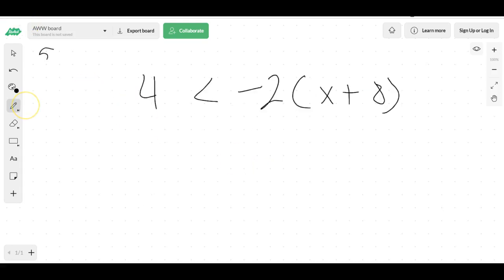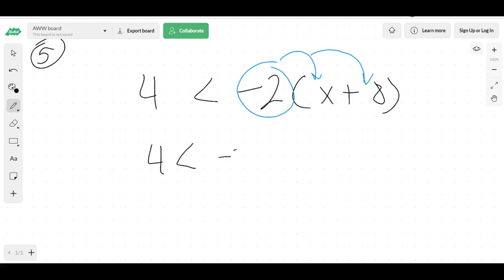Okay, so let's solve and graph this one. The first thing I'd want to do in this type of problem is distribute this negative 2. And again, I said negative 2 even though we have this sign in front because it's always included with the 2. So we're going to get 4. Negative 2 times x will give me negative 2x. And negative 2 times 8 will give me negative 16.